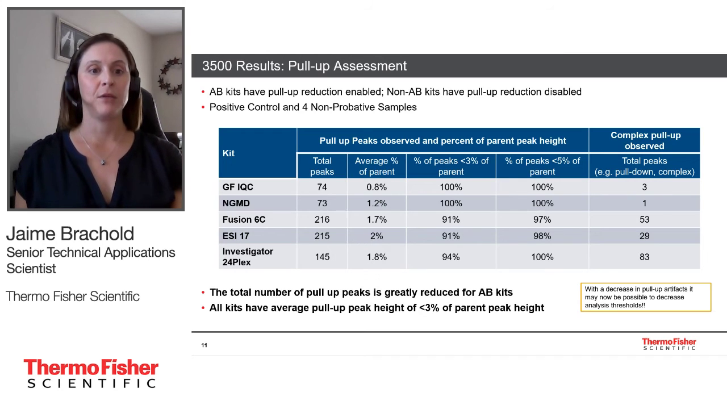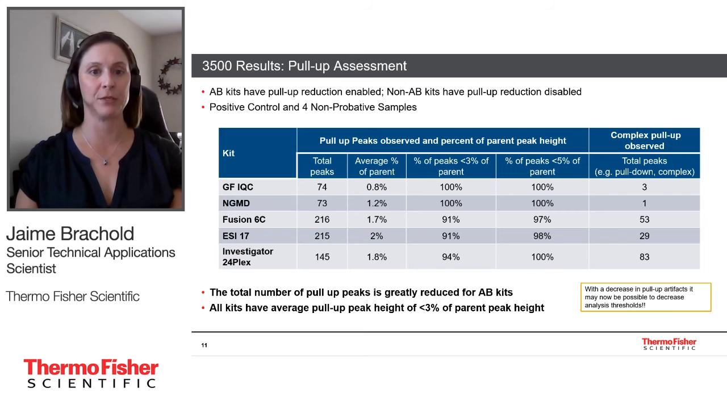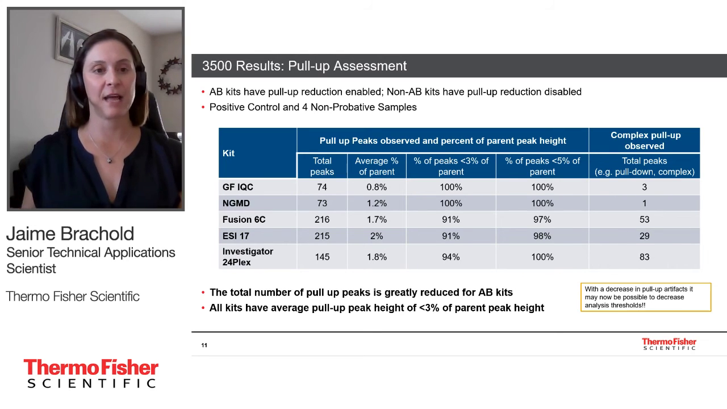So overall, if you look at the average percent of the parent peak, which is in the third column here, this is all below 3%. So for all 5 kits, the average pull-up was below 3%. You can see that in the non-Applied Biosystems kits, there was some pull-up above 3% and even some pull-up above 5% in the 2 Promega kits. And I just have a different way to look at this on the next slide, since this is a lot of numbers to look at quickly.